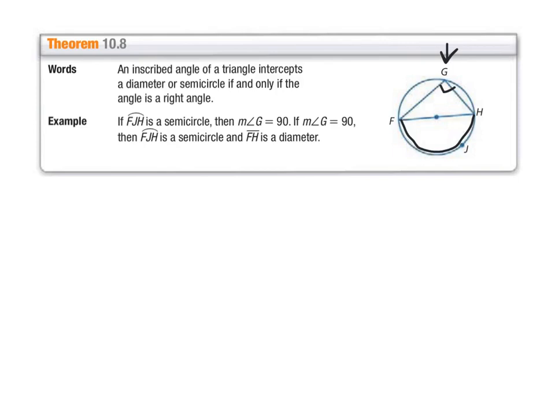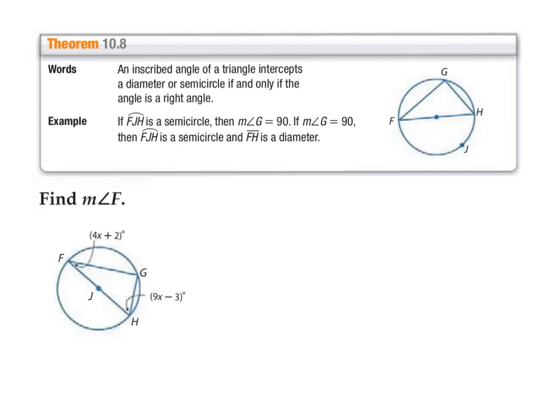Let's go ahead and take a look at an example problem for this theorem. They want us to find the measure of angle F here. To do that, we do have to know that G is a right angle, and we know that G is a right angle because J is the center of the circle, so FH is a diameter. So therefore, this arc right here is going to be 180 degrees. G is going to be half of that. It's going to be 90 degrees.